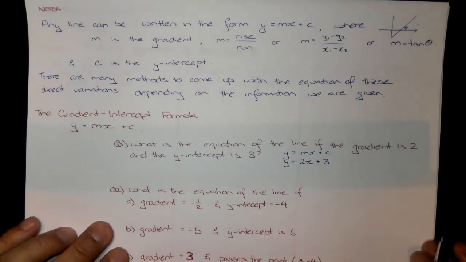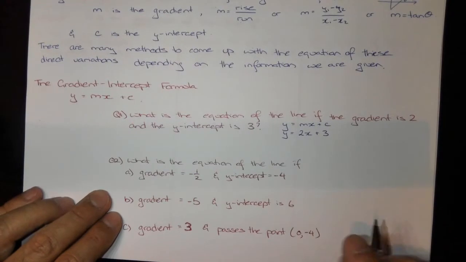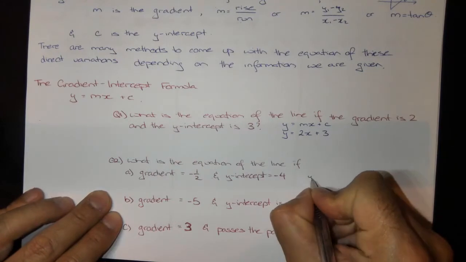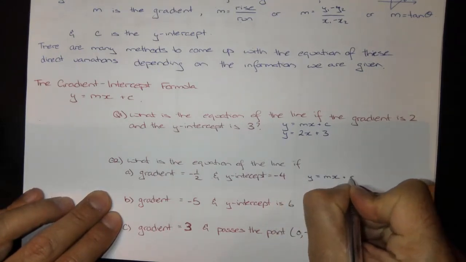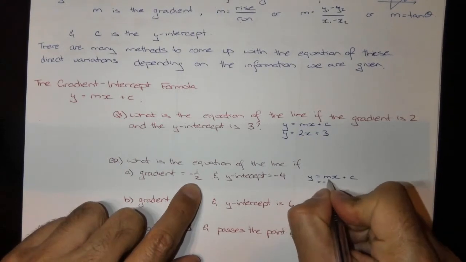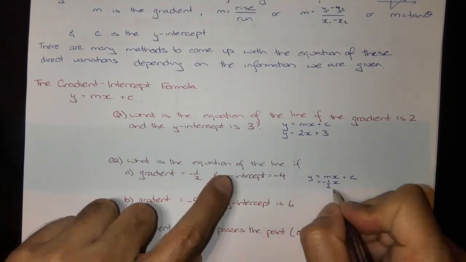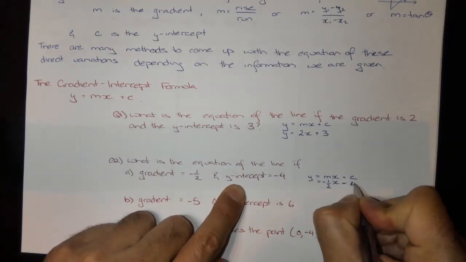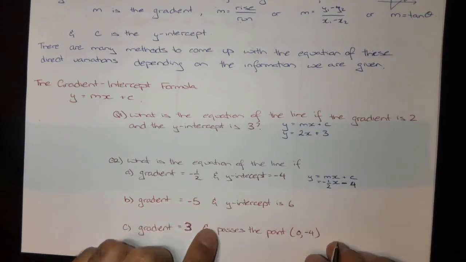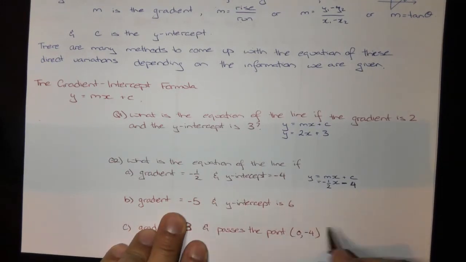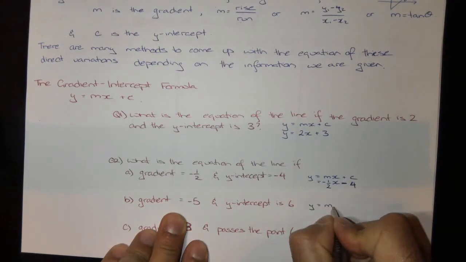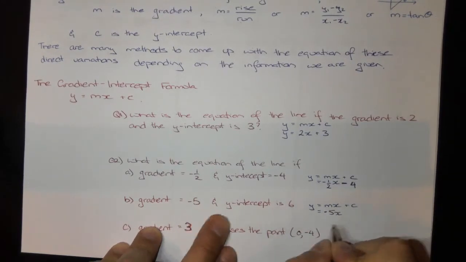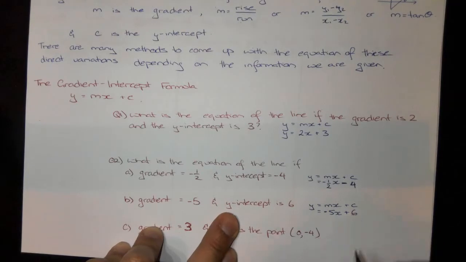If I do question 2, what is the equation of the line if the gradient is negative a half and the y-intercept is negative 4, so y equals mx plus c, simply plug it in. M is negative a half, keep the x, and the y-intercept is negative 4, so I just write in negative 4. Okay, b is the gradient of negative 5, y-intercept negative 6, so y equals mx plus c, m is negative 5, and the y-intercept is negative 6.